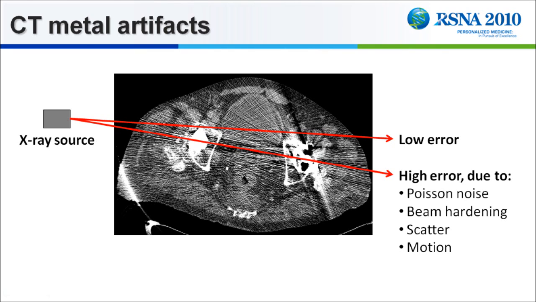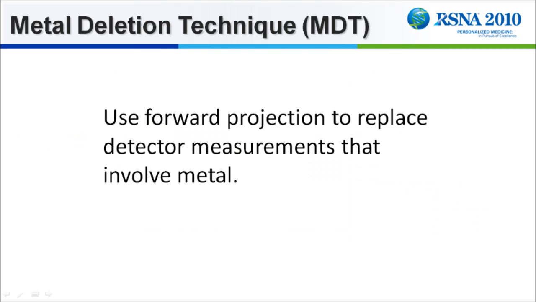of the metal. To reduce CT metal artifacts, we developed a technique called the Metal Deletion Technique, or MDT. The basic concept behind MDT is to delete the inaccurate metal data and then use forward projection to fill in the missing data. There are several other things that we had to do to get this to work.